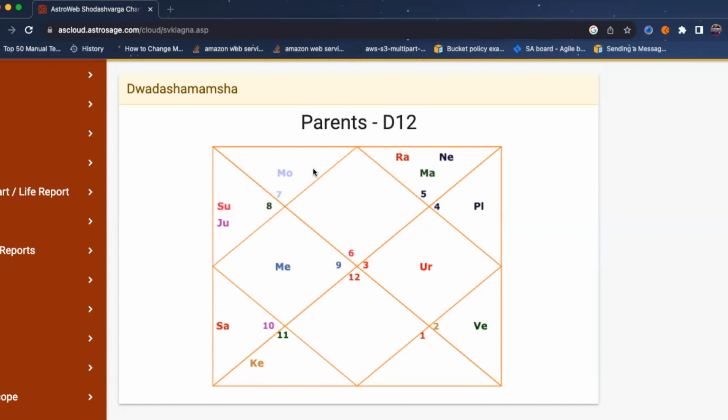Now coming to the first house of the D12 chart. The first house of the D12 chart shows the influence on self by parents and grandparents. That means how the parents will influence you can be seen from the first house of the D12 chart of Vedic astrology. It also shows your overall relationship with, and the health of, your parents. It might be grandparents also.